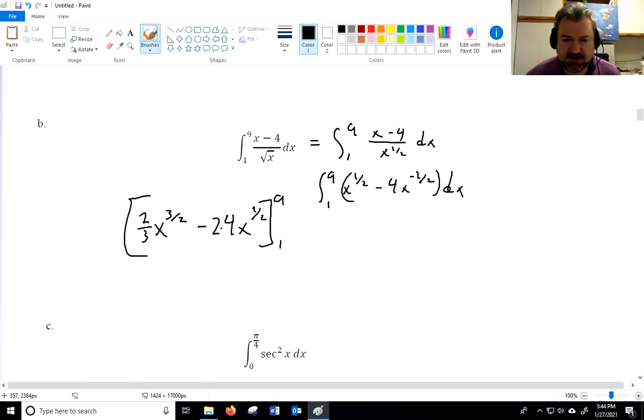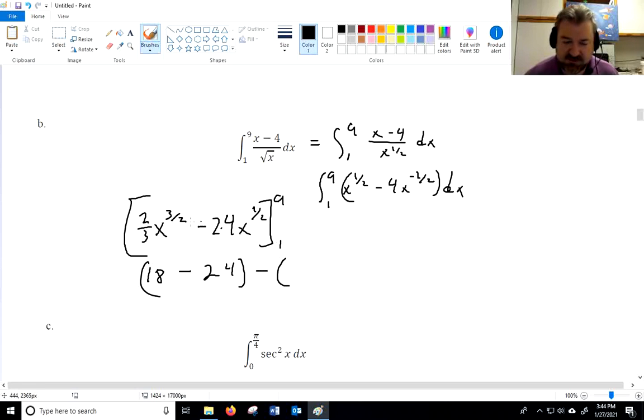All right, so I plug in 9, the square root of 9, 9 to the 3/2. Let's take the square root first. The square root of 9 is 3. 3 cubed is 27, but divided by 3 is 9, times 2 is 18. All right, this is just an 8. The square root of 9 is 3, times 8 is 24.